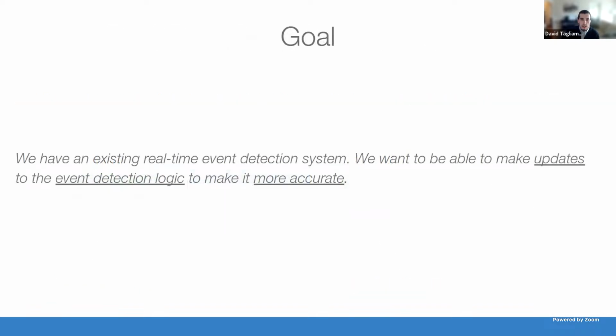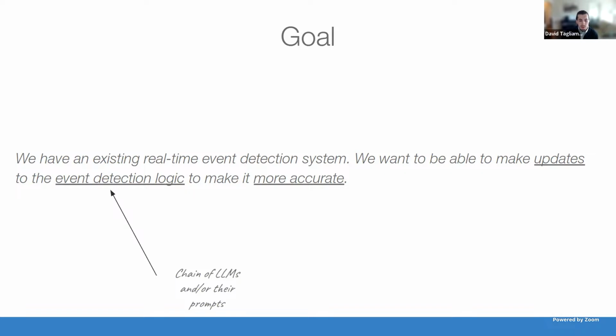Okay, so getting at the goal of what we're trying to do here. We have some existing real-time event detection systems. I gave a couple of examples of those. And what we want to do is make updates to the logic in order to make it more accurate. So this is the idea of basically shipping machine learning models quickly.